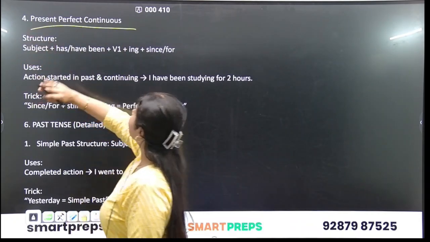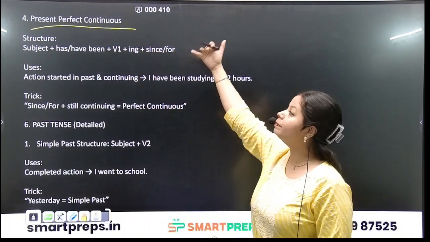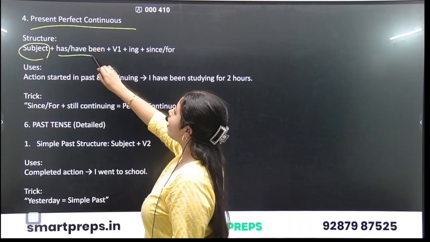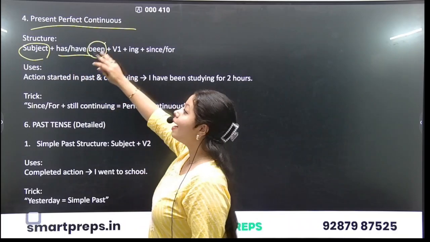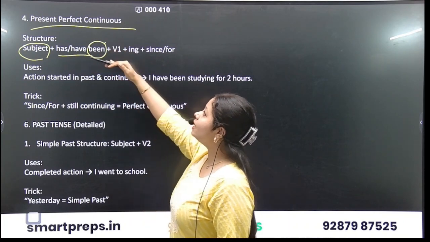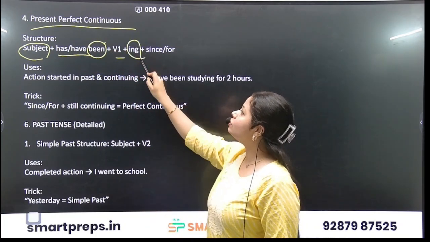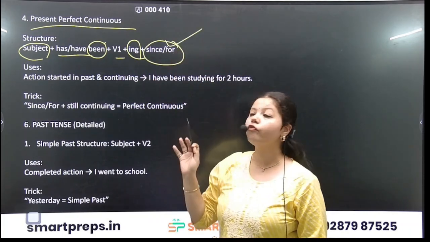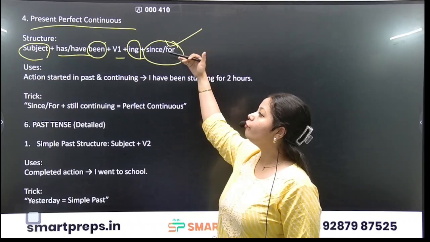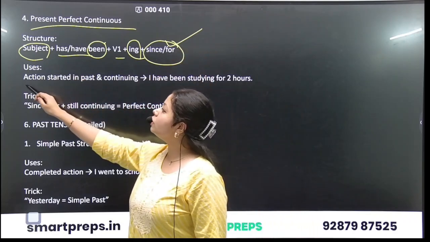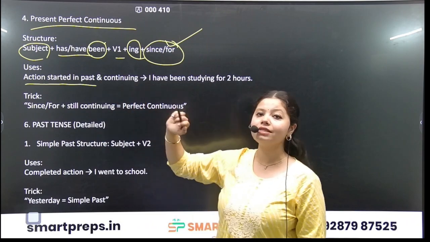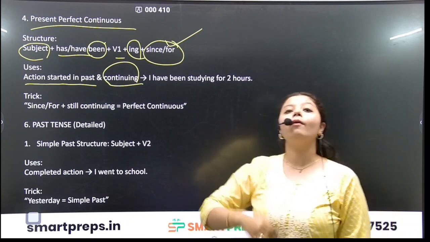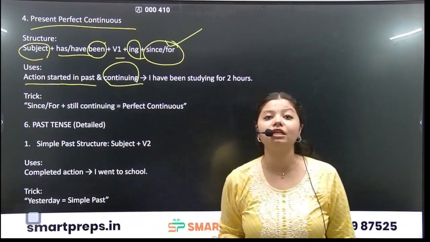present perfect continuous. The last type of present tense is present perfect continuous. How is the structure? First the subject, then has been or have been, along with the verb plus ing. Please remember, we have to use since or for. Where will we use it? For an action that started in the past and is still continuing in the present.